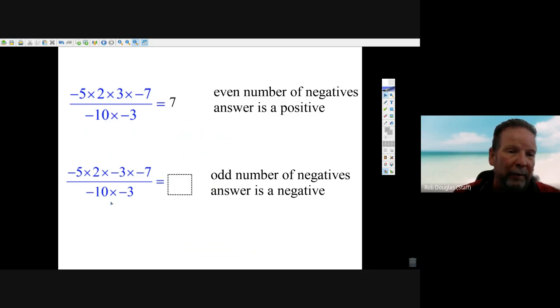I have a different question here, because if I count, I've got 1, 2, 3, 4, 5 negatives. If there are 5 negatives, any odd number of negatives, then the answer is negative. So a negative times a negative is equal to a positive, and a negative divided by a negative is equal to a positive too. But the key thing here: with even numbers of negatives in a question with a lot of multiplying and dividing, the answer is positive. With an odd number of negatives, the answer is negative.